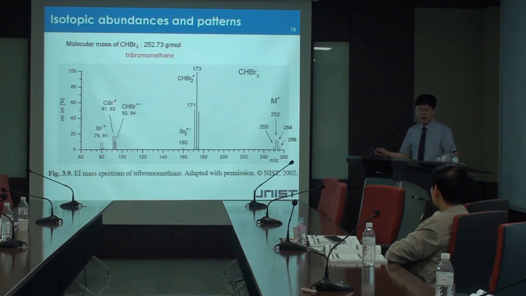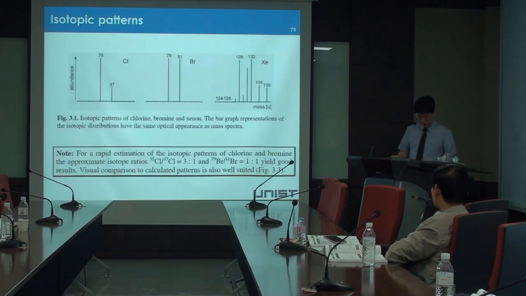But we have no problem. This is where a library and software can automatically evaluate this chemical. And isotopic patterns: chlorine, bromine, xenon. For PUBS, chlorine and bromine are important. The abundance of bromine isotopes is very similar, the ratio is 1:1. But chlorine is 35 and chlorine is 37, and the ratio is about 3:1.